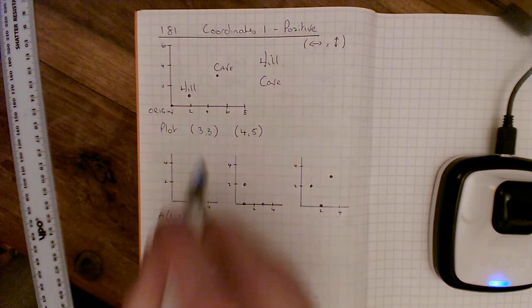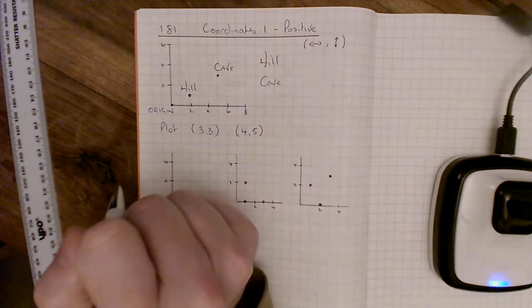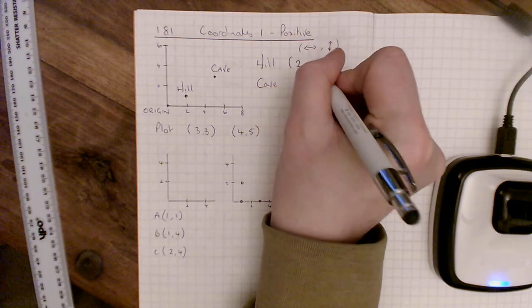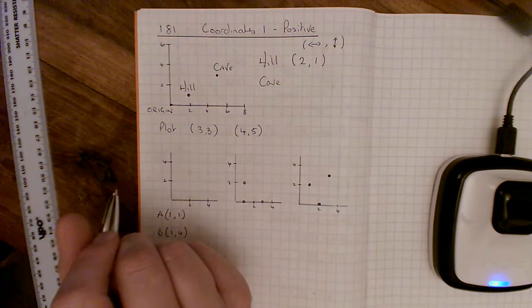Strange. Anyway, to get to the hill, starting from the origin, I've got to go 2 across and then 1 up. We always put coordinates in brackets, so it's 2 across and then 1 up, so it's just (2, 1), and that's all it is.